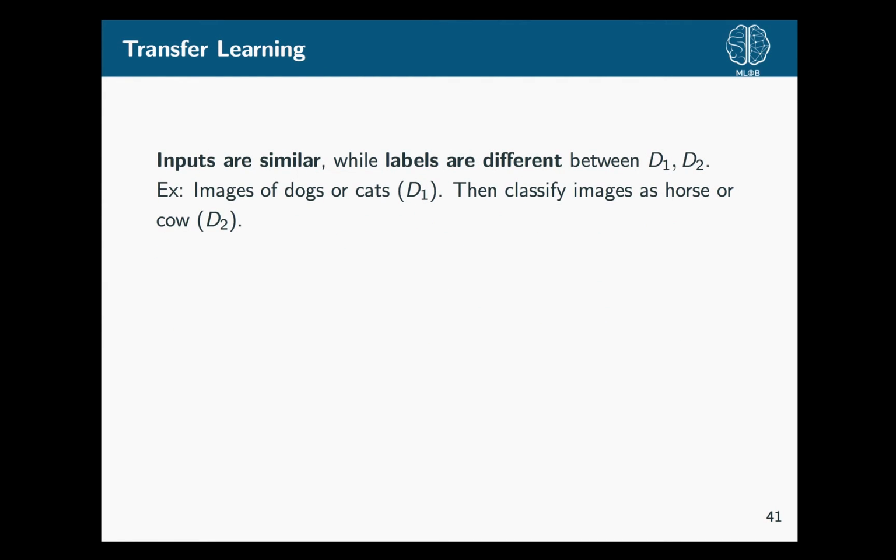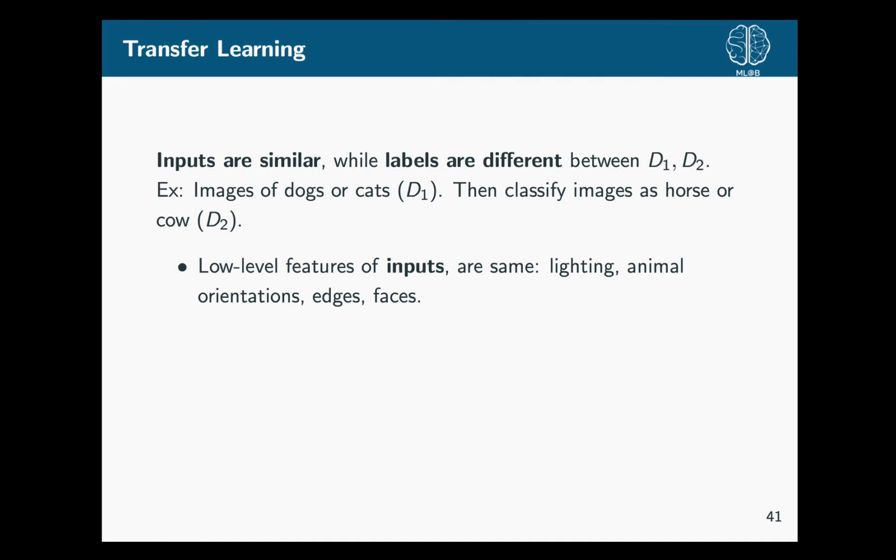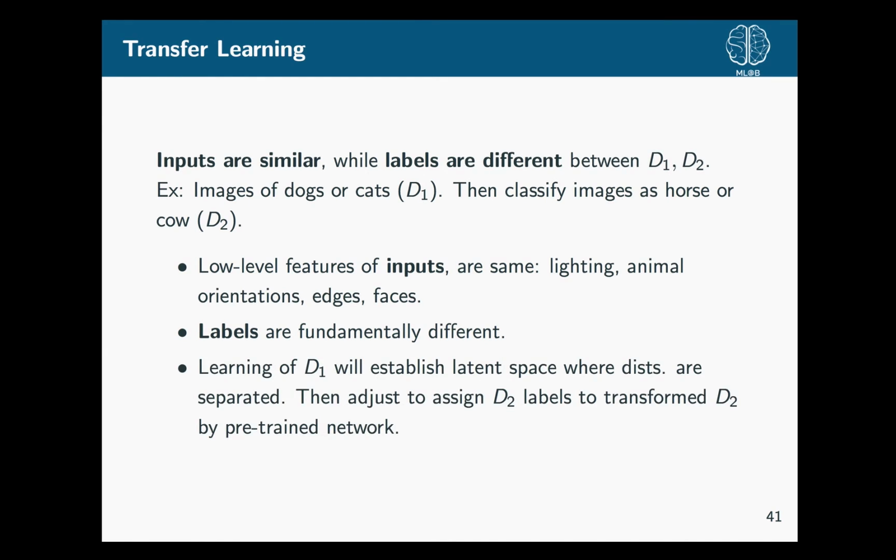Transfer learning actually has a precise definition where your input distributions are similar, but the labels are very different. An example would be that the first distribution and the second are both pictures, but the first is of dogs and cats, and the second has horses and cows. The low-level features of the inputs are very similar, right? Because you're going to be taking pictures, and pictures have many characteristics that are common. But the labels are very different because you're going to be picturing very different kinds of animals. Yet learning on D1 will still give you a foundation for a latent space, and then you simply adjust the network to learn on D2.